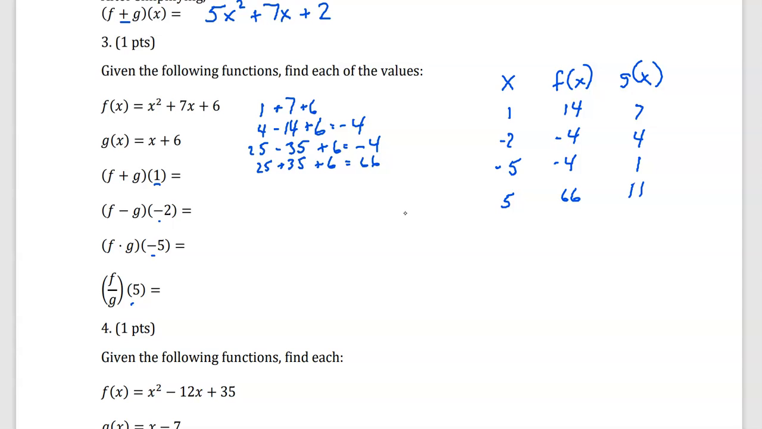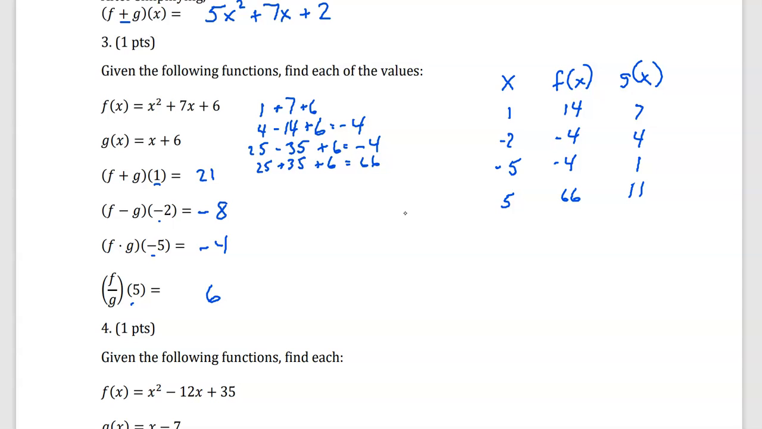Now that we have these tables, it's going to be a lot easier to do. F plus g at 1 would be 14 plus 7, 21. F minus g at negative 2, negative 4 minus 4, negative 8. F times g at negative 5, negative 4 times 1, negative 4. And f divided by g, they gave us some convenient numbers. 66 divided by 11 gives us 6.